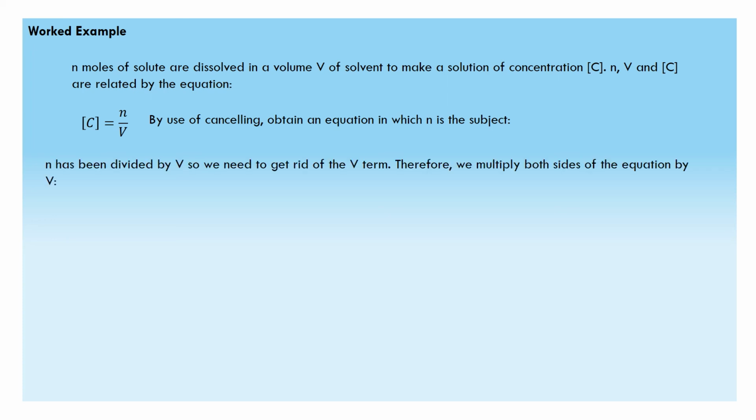So we note that n has been divided by V, so we need to get rid of the V term, or we need to move the V term over to the other side of the equation. Therefore, we multiply both sides of that equation by V. So CV equals n times V over V. Now we know in that equation, those two V terms will cancel each other out. And finally, we obtain the rearranged equation n equals CV.